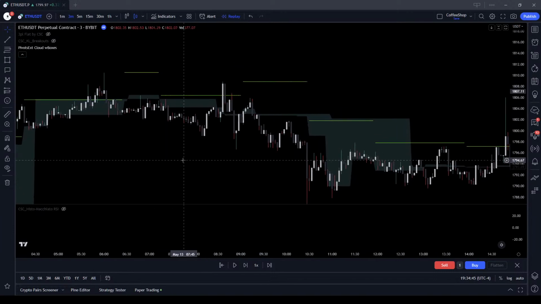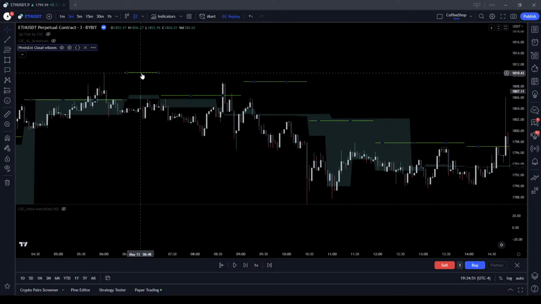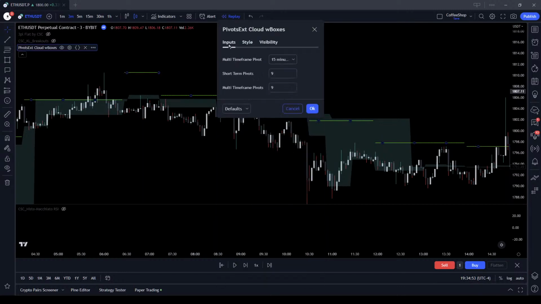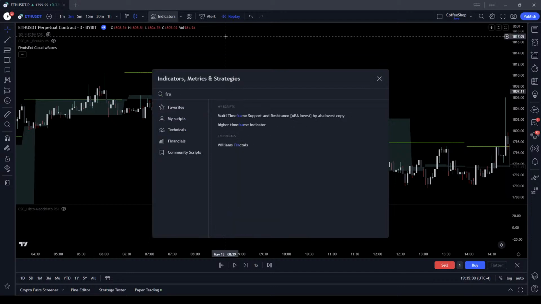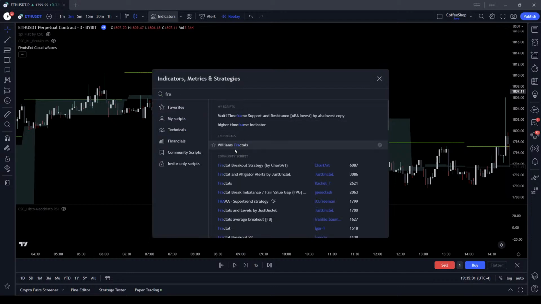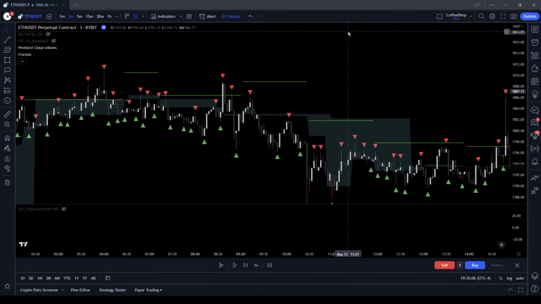All right, so this pivot cloud, great. It gives you pivots on 2 time frames. I'm looking at a 3-minute chart. These are 9-period pivots, like 9, right? And if I put fractals up here, Williams fractals, right? Let's set them for 9 periods.